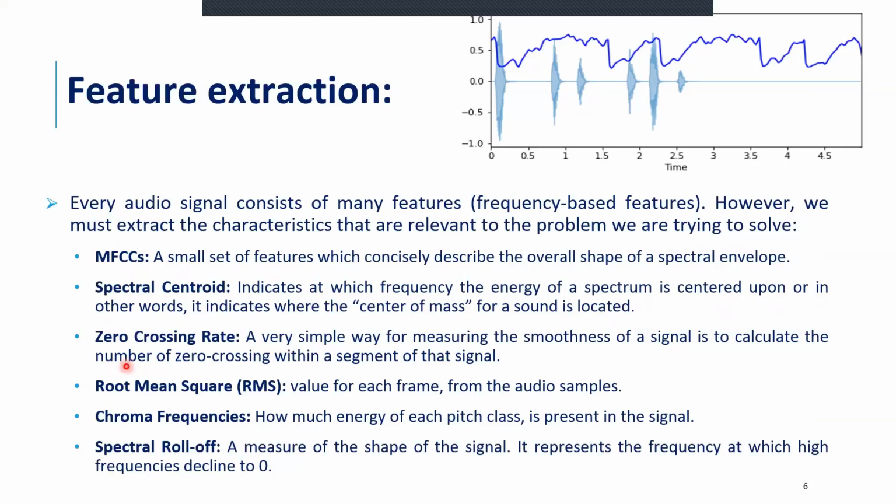And also we use zero crossing rate. It is a very simple way of measuring the smoothness of a signal, by calculating the number of zero crossings within a segment of that signal.